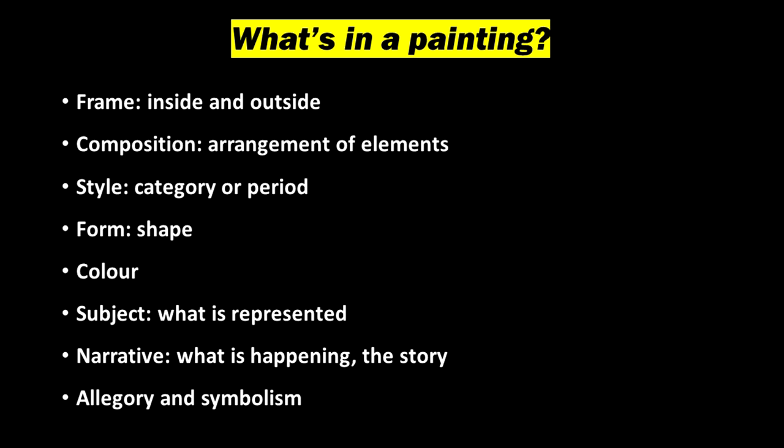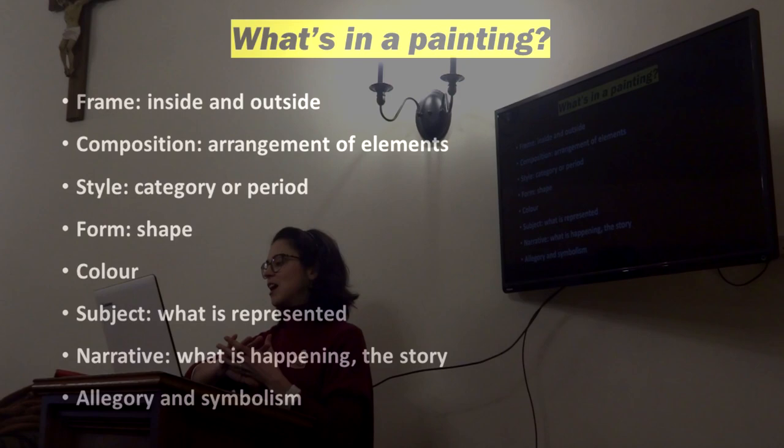If we go from the outside to the inside, we would have the frame, which is obviously the physical frame of the painting. But you can also think about the frame as the different frames in which the figures or objects are inserted within the painting. Then the composition is the arrangement of the elements within a work of art. So how the parts of the image relate to one another to make a whole. And composition determines and is determined by the other things on the list, at least until not very long ago, more or less mid-20th century.